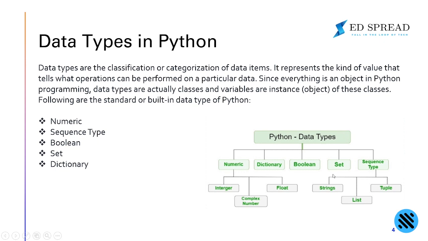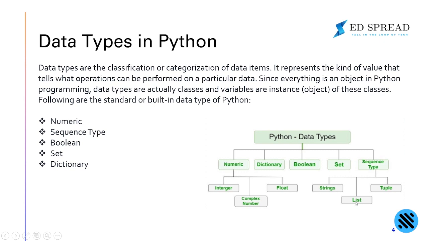Okay, so next one is set. Set is nothing but a collection of unique objects. That is nothing but it can be anything: a collection of unique numbers, a collection of unique strings, etc. Okay, so next one is sequence type. Sequence type is nothing but a collection of many things. So it can be string. String is nothing but a collection of characters.